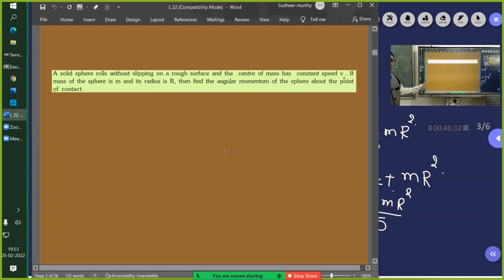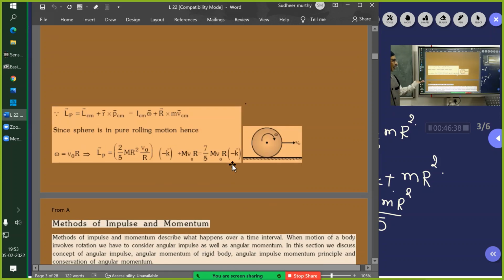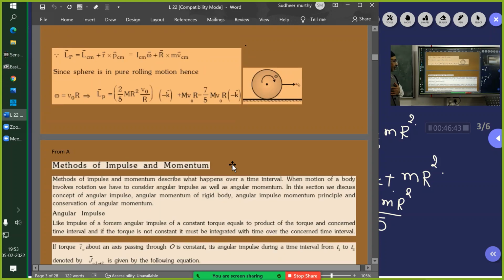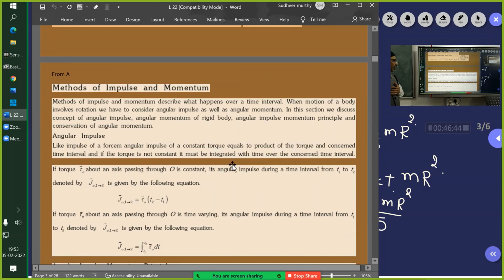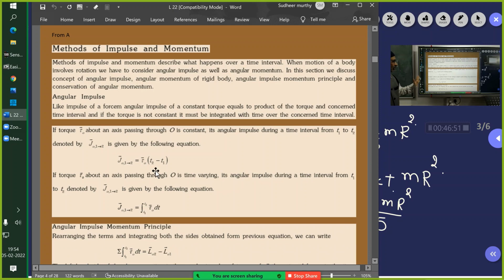And such a beautiful chapter, they say, oh, rigid body dynamics, leave it, 1 mark, no weightage. So we got the answer in one shot. Now, methods of impulse and momentum. We have done this earlier, the same thing, but I am using different symbols here; in different books, they use different symbols.